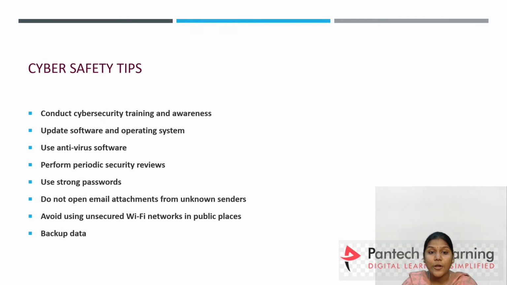Update software and operating system frequently. Frequently means it will be giving us the notifications, right? So frequently, within a short span of time, we should be updating the software and operating systems in the systems as well as in mobiles. Use antivirus software. Perform periodic security reviews. Use strong passwords to secure the data. Do not open email attachments from unknown senders. Avoid using unsecured Wi-Fi networks in public places.